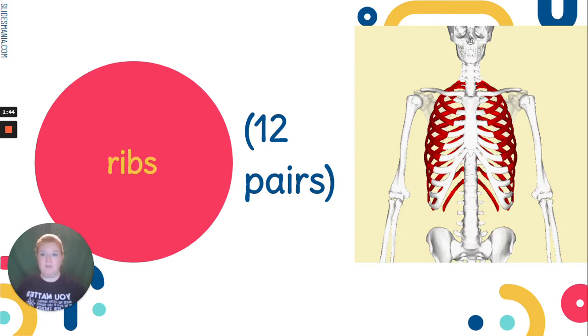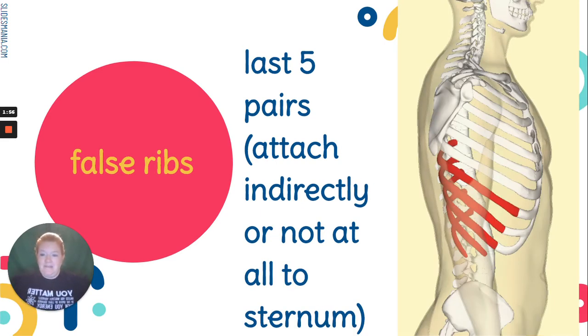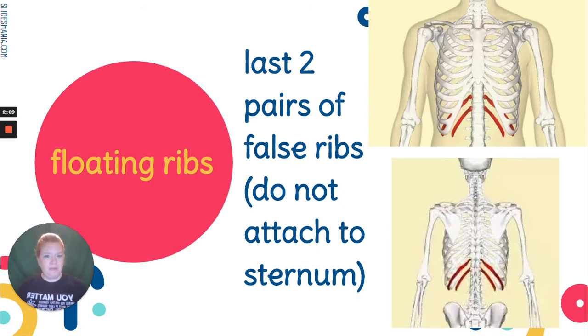Ribs, you have 12 pairs. And now we're going to differentiate the ribs even more. So your first 7 pairs of ribs are called true ribs, and they attach directly to the sternum. The next 5 pairs are called false ribs because they either attach indirectly just through cartilage or not to the sternum at all.